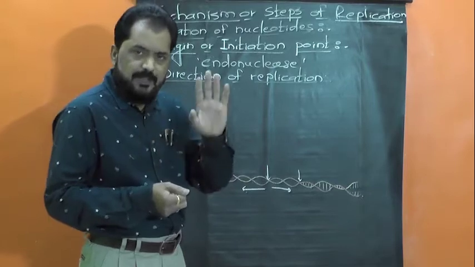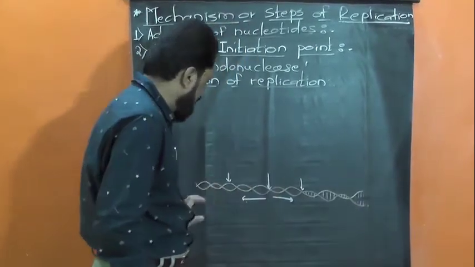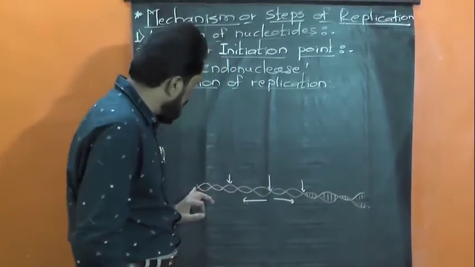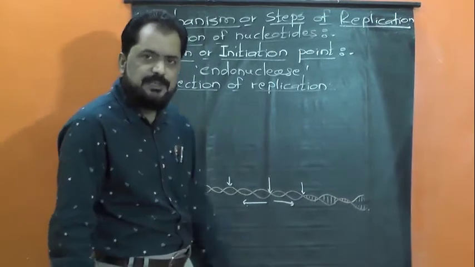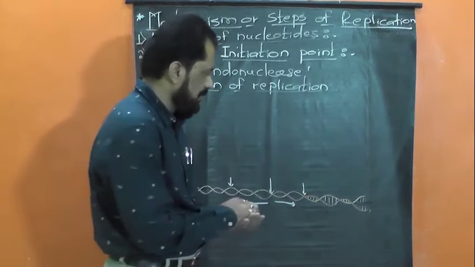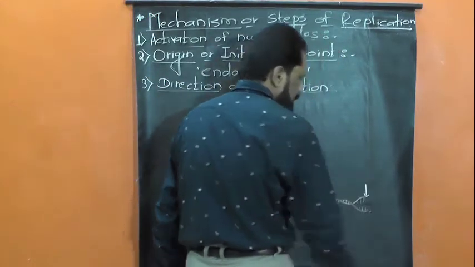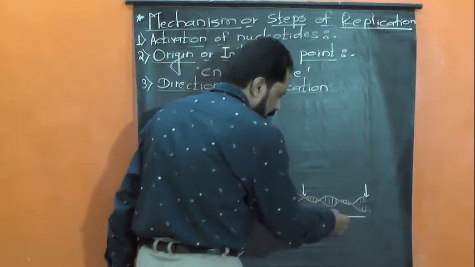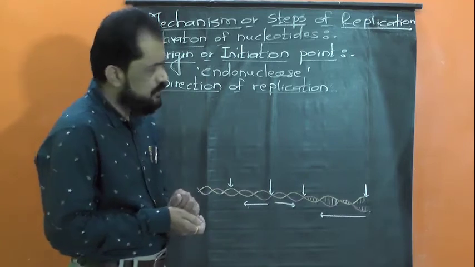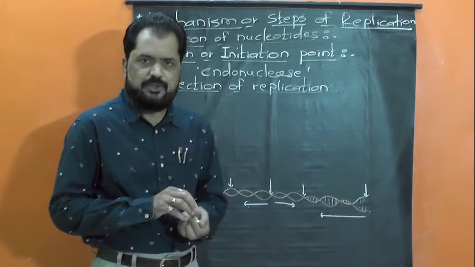But rarely if the point of origin is at one end, any one of the ends, समजा पॉइंट ऑफ ओरिजिन या टोकाला आहे किंवा या टोकाला आहे, अशा परिस्थितीमध्ये the replication takes place only in single direction. Suppose here is the point of origin, then replication occurs in this direction, that is unidirectional. So here we have discussed about the direction of replication.